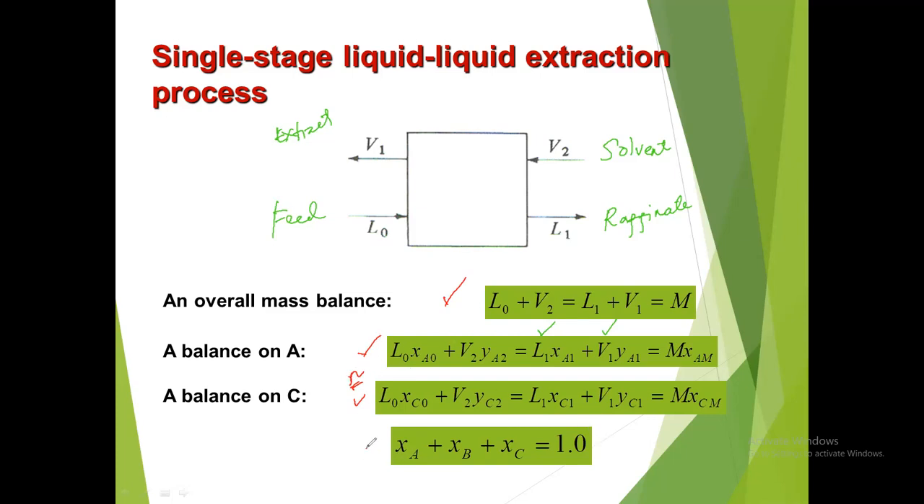But we know already that this one should be followed, and you have YA, YB, and YC, the sum of which will be equal also to 1. Okay, so that's our very elementary material balance for liquid-liquid extraction. Now we proceed to the next slide.